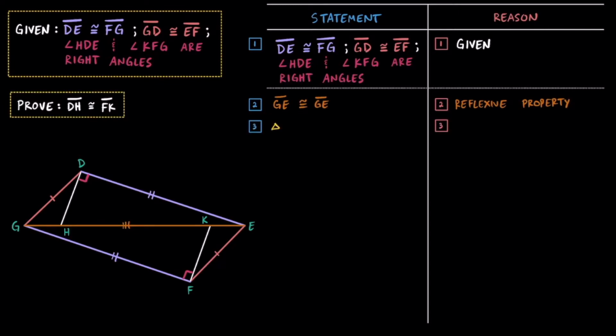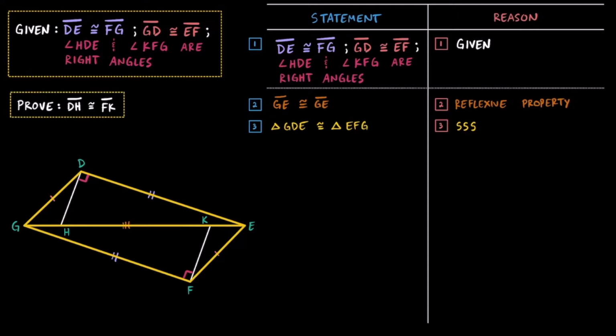In our third step, we can say that triangle GDE is congruent to triangle EFG. Here's that first triangle, and here's that second triangle. Getting rid of a couple extra lines, hopefully you can see these triangles a little bit more clearly. By stating that segment GE was congruent to itself in step 2, that gave us a third side to say that these 2 triangles were congruent using SSS or side side side.